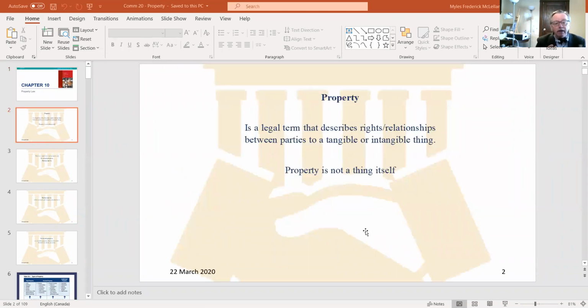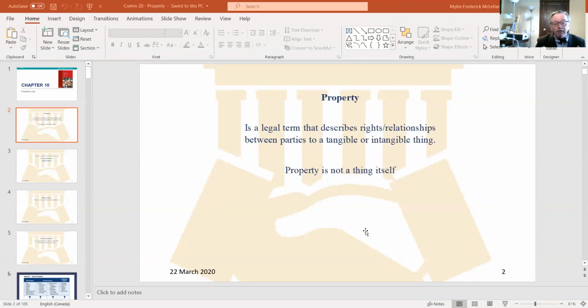All right, so property itself is a term that has been used over centuries to describe relationships between parties with respect to their interests in what are considered tangible and intangible things. So property itself is not the thing that you think it is. When we refer to property being a chair or a desk or a house, while we're referring to that particular thing as being property, the real law dealing with property is not the thing itself, but the relationship with respect to who has whatever their interests are in that thing.